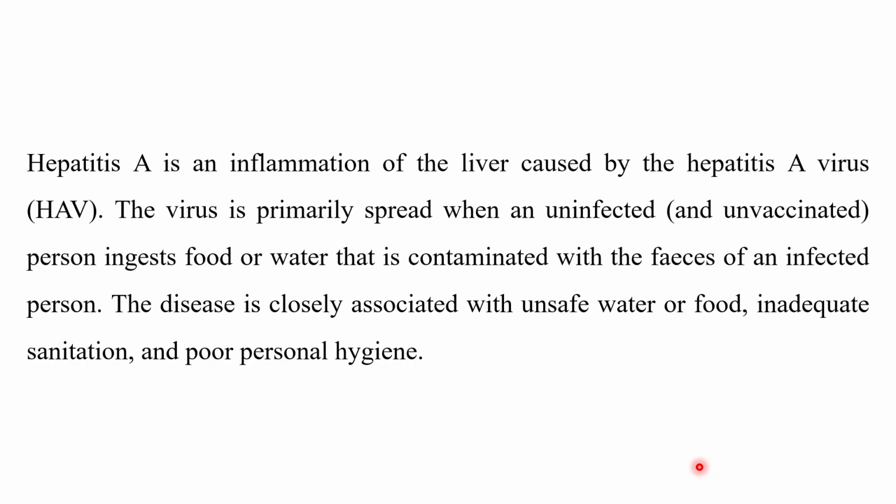The virus is primarily spread when an uninfected and unvaccinated person ingests food or water that is contaminated with the feces of an infected person. So it doesn't spread from host to host, it spreads from contaminated food or water, and the contamination is basically fecal contamination of an infected person. The disease is closely associated with unsafe water and food, inadequate sanitation, and poor personal hygiene. This is how hepatitis A spreads.